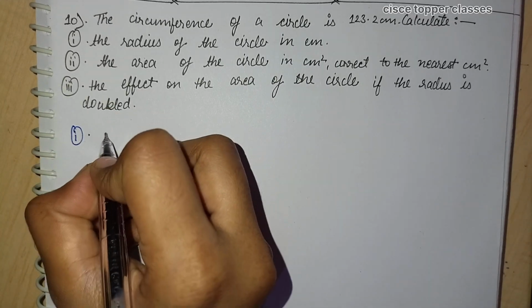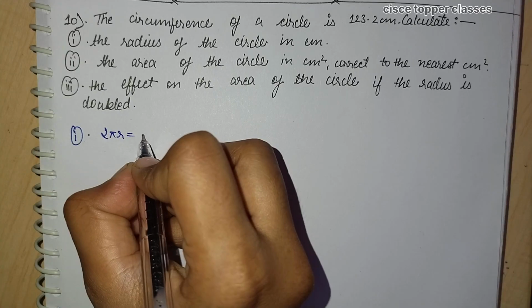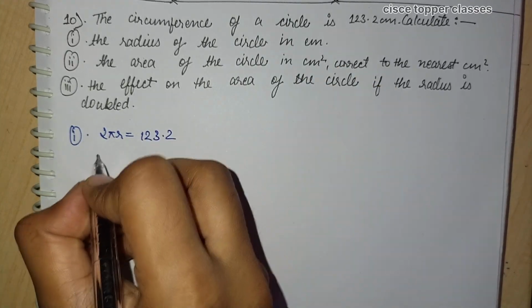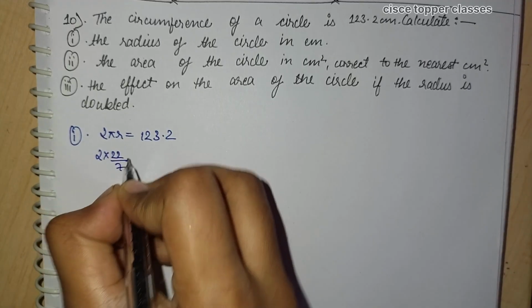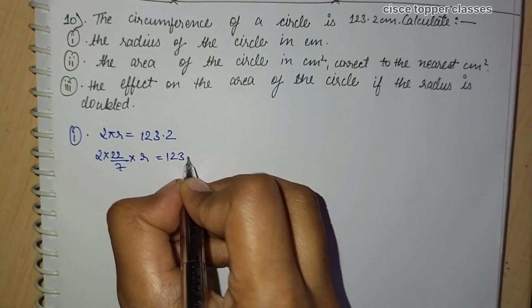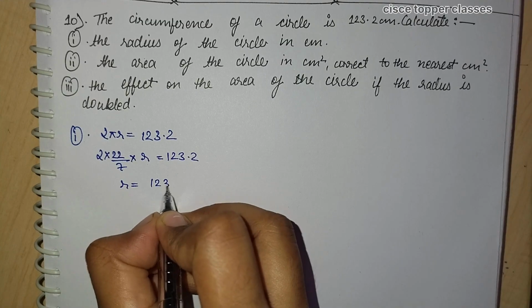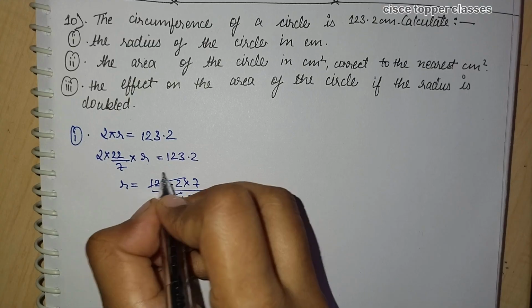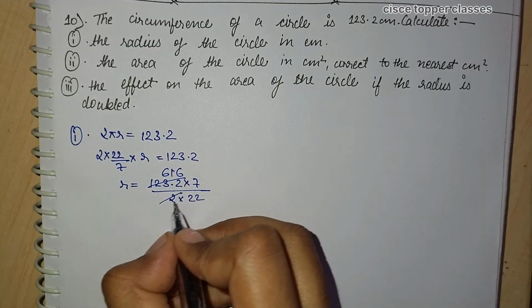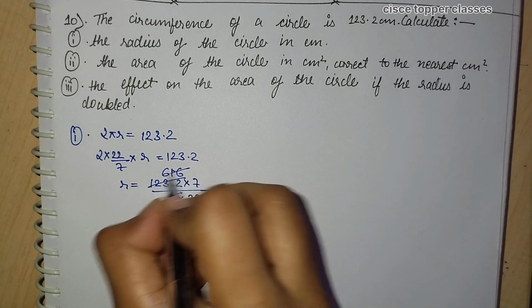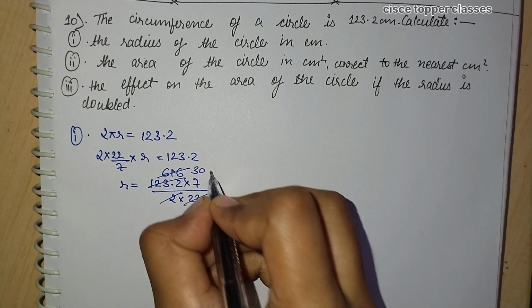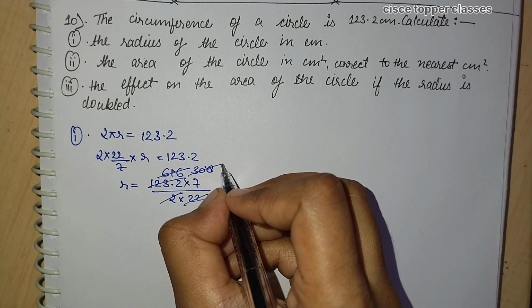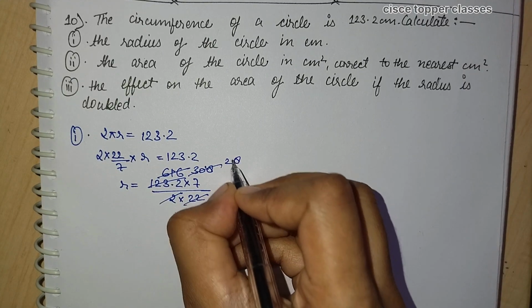So for calculating the first part, we will use the formula of circumference, 2 pi r, is equal to 123.2 centimeter. So we will put the value 22 by 7 into r equal to 123.2. So radius will be 123.2 into 7 divided by 2 into 22. 61.6 here, this will cancel out, and here 308. So 30.8 will cancel out.